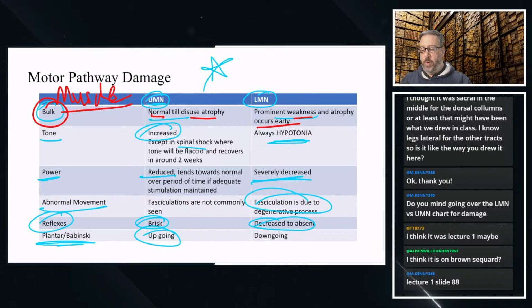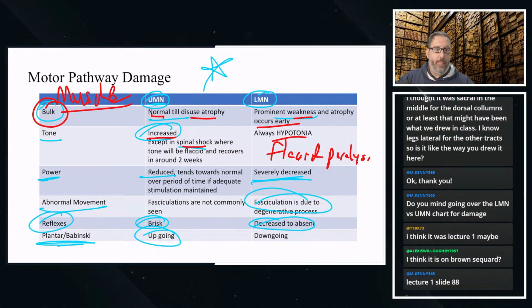Tone. With an upper motor neuron, they're going to have increased tone on their muscles in the area that's affected with the upper motor neuron. So wherever that upper motor neuron is damaged, those are the muscles that you're going to have problems with. Except when they have spinal shock, where that tone will be flaccid and hopefully recovers. In a lower motor neuron, they're always going to be hypotonic. Remember that, immediate, flaccid paralysis.